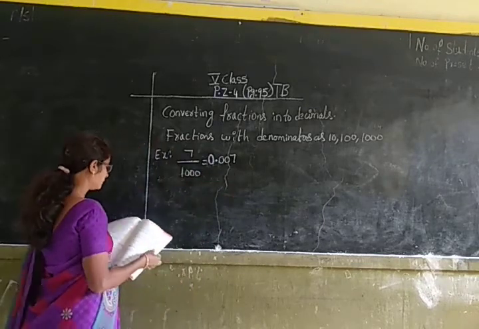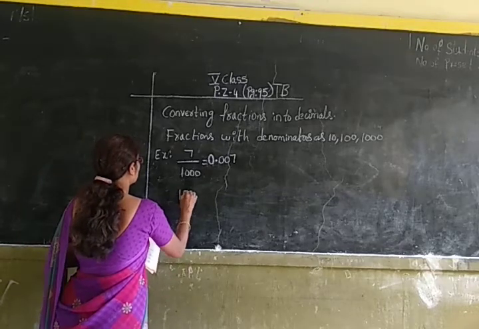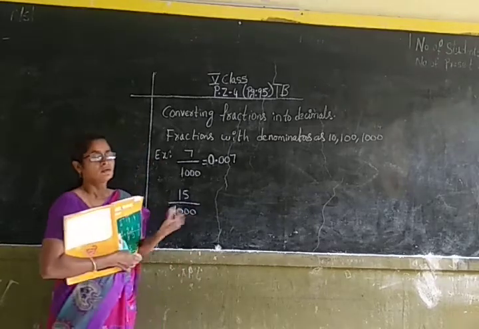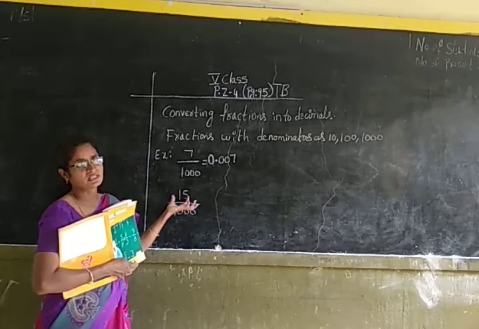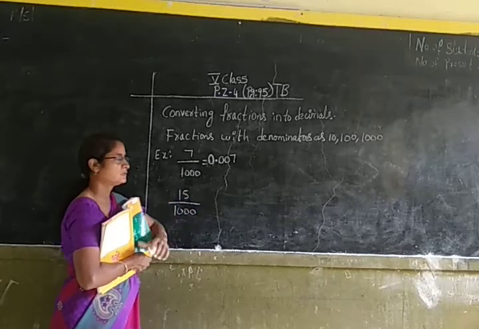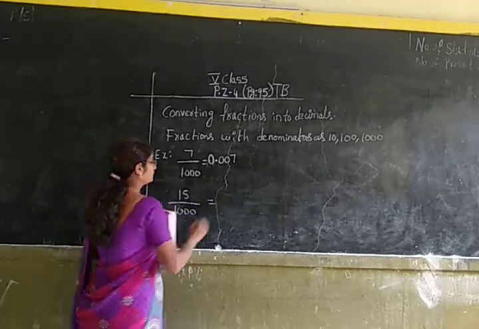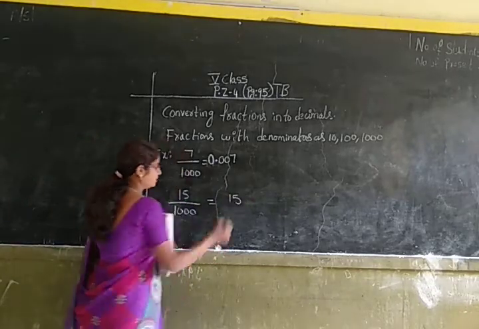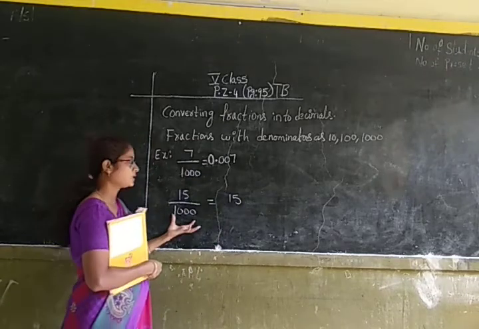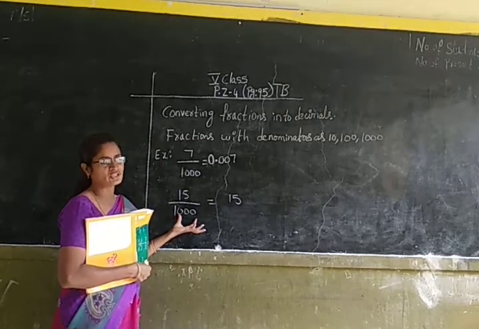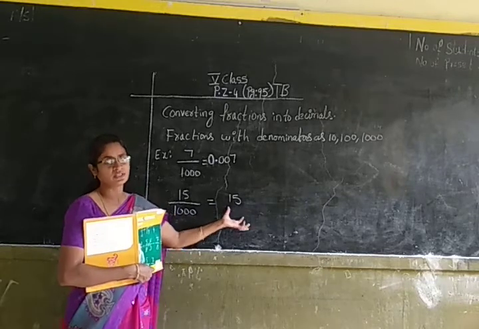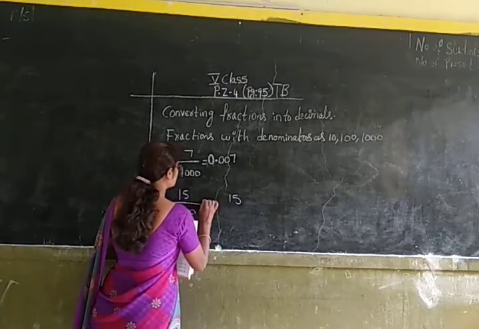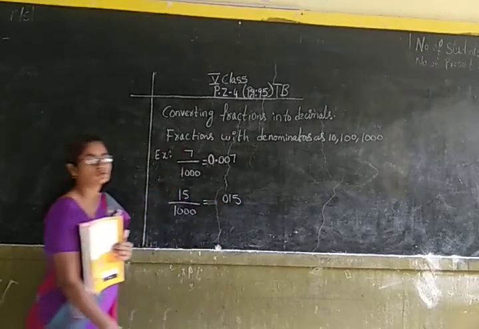Okay children. Now let us see how to convert a fraction with a 2-digit number into decimal. So here let us write down the numerator. The numerator is 15. Here the denominator is 1000 and it is having 3 zeros. We have to place a point after 3 digits. But we are having only 2 digits. Let us take 0 to be the third digit.